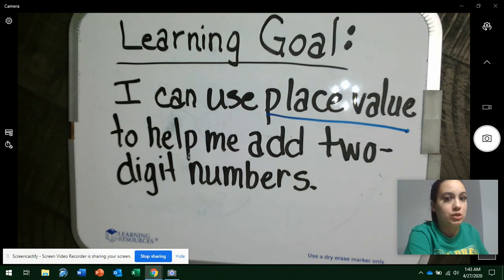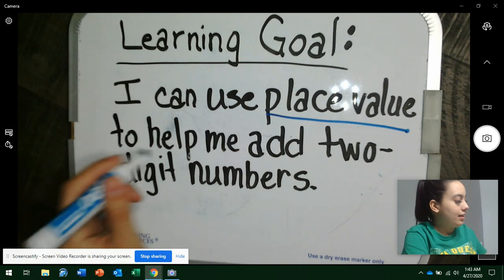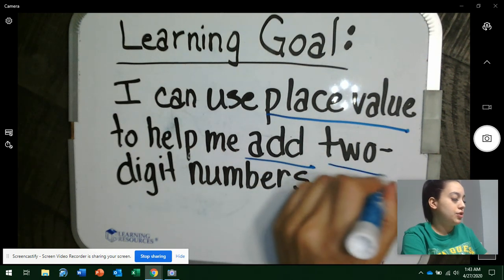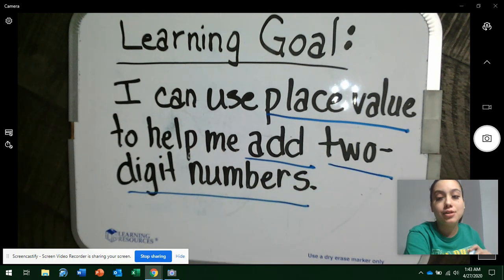So that's what it means. We're going to use the place value of the numbers to help us add. And then add means plus. That means we're going to work on just plus 2-digit numbers. And 2-digit numbers, all it means is numbers that have tens and ones, right? Meaning they have two numbers. Very good. So let's start.